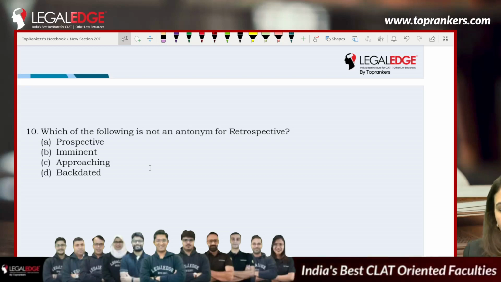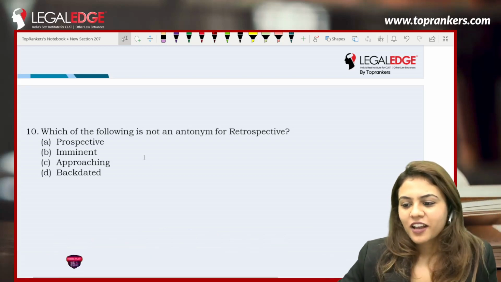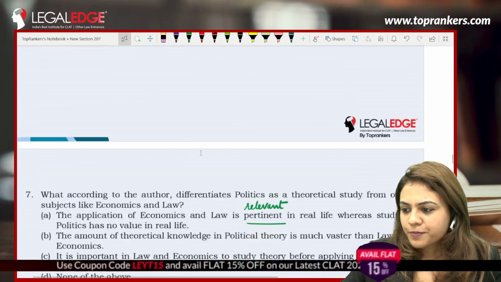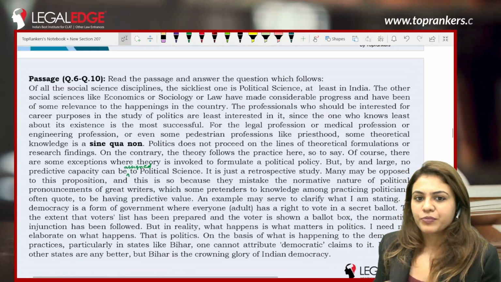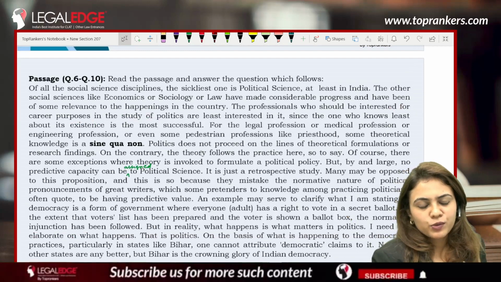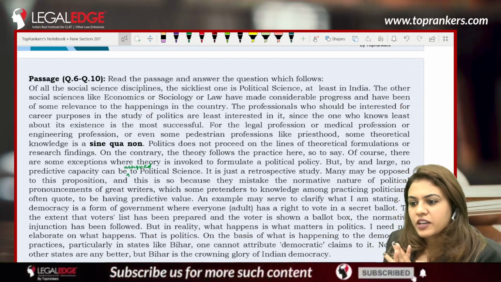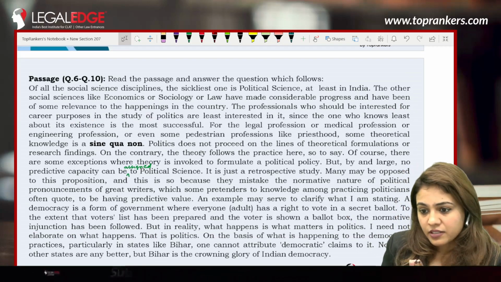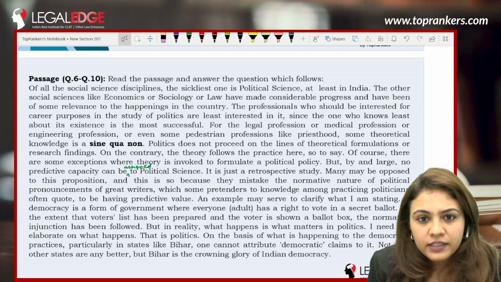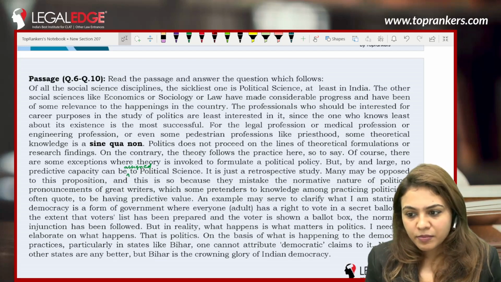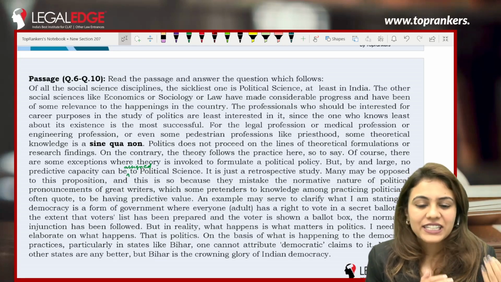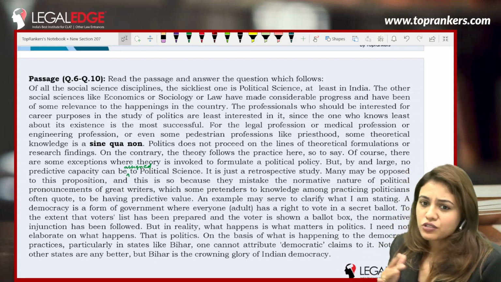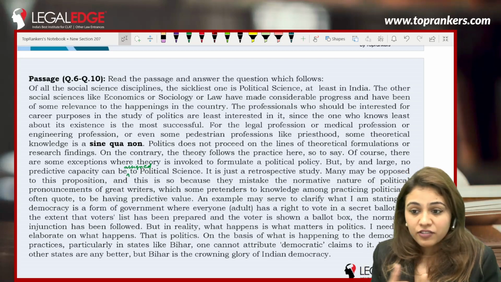All right, let's analyze the passage now. As you can see very clearly that the writer is not very happy about the situation of political science in our country and its development. So he says of all the social science disciplines, the sickliest, look at the adjective that he has used, the sickliest one is political science. And he also gives us reasons when we read further.